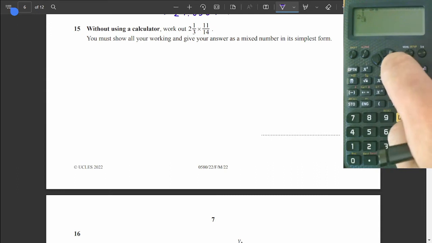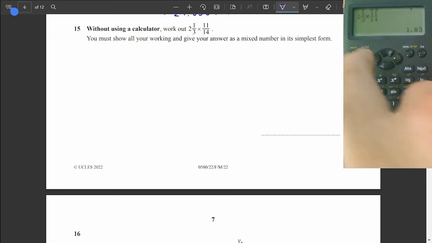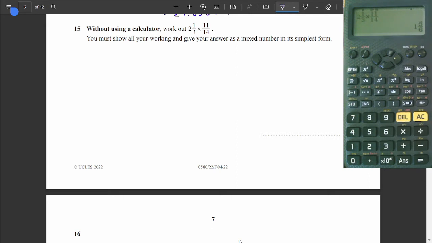Question 15. Without using a calculator, it simply means if we just do it with a calculator, 2 and 1 over 3 times 11 over 14. Using the calculator, getting the answer as a mixed number, we can change it by pressing shift. 1 and 5 over 6. That is the correct answer, but we're not getting any marks because we used our calculator and we didn't show all the working. Okay, so to get full marks, let's start showing the working.